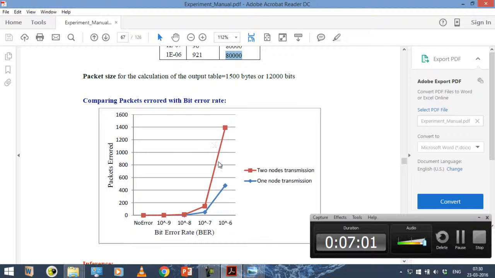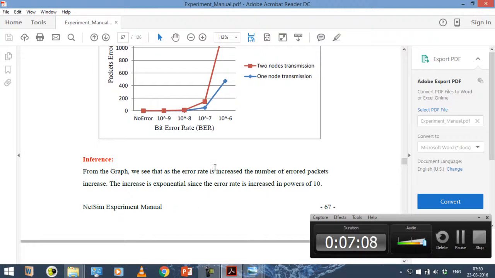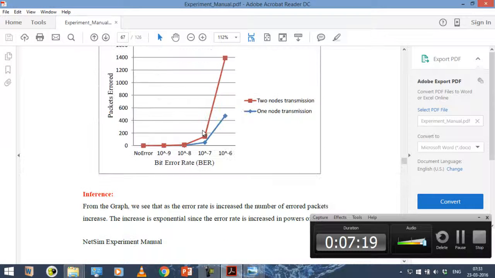The first case is 1 node transmission, this is with 2 nodes and this is with 4 nodes. From the graph we can see that as the bit error rate increases, the number of error packets increases. This is exponential because we are increasing the bit error rate in powers of 10. So this is our experiment.